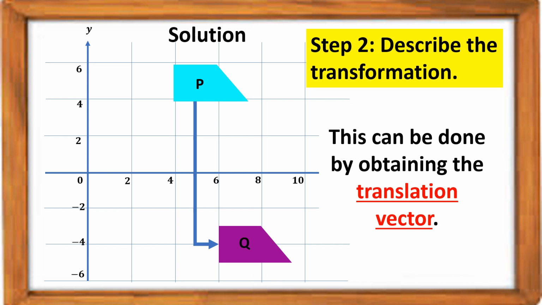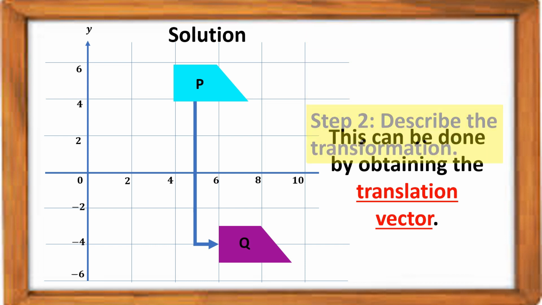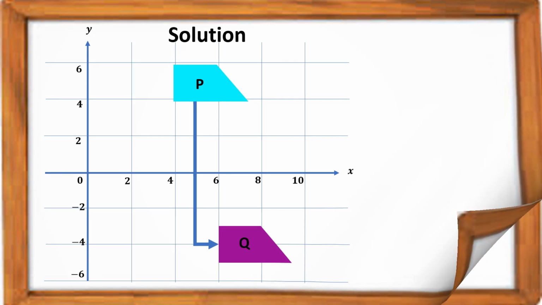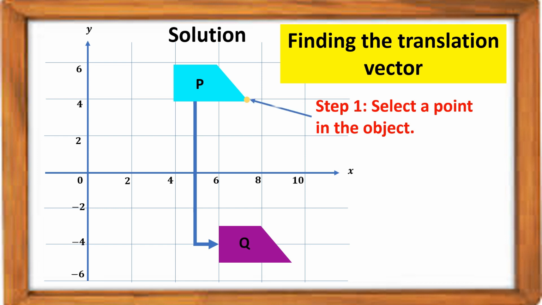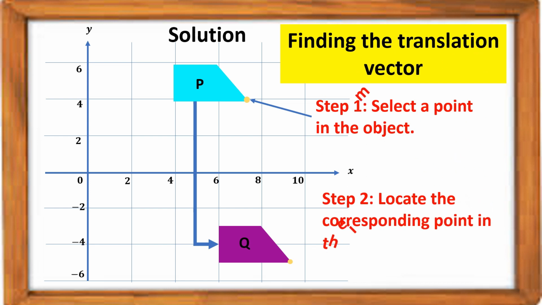First of all, we need to look at our object. P is the object, Q is the image. If I look at P, I'll choose any point on P. I'll go with this vertex here, which is at 7, 2. Now I'm going to use this as my reference point to figure out my translation vector, which took me from P to Q. From here, I'm looking for the corresponding vertex in quadrilateral Q. I notice that the corresponding vertex is here.